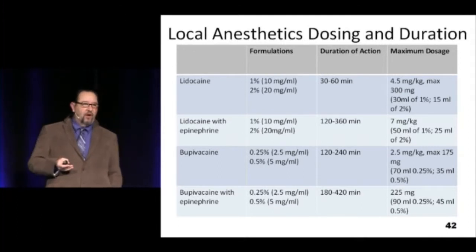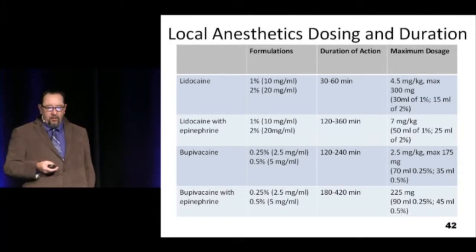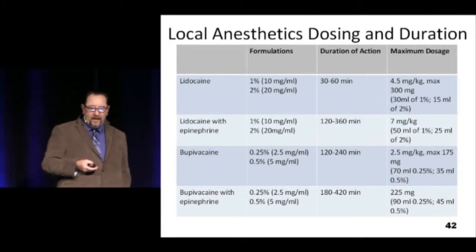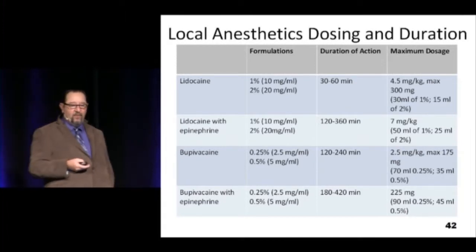We post this in our department because people get cavalier about it and they don't realize if you draw up a 20 cc syringe and fill it with 2% lidocaine, you're pushing the top. Notice that it changes when they're with epi because the absorption is slower. So the numbers are 4 and 7. 4 mg per kg with plain and 7 with epi.